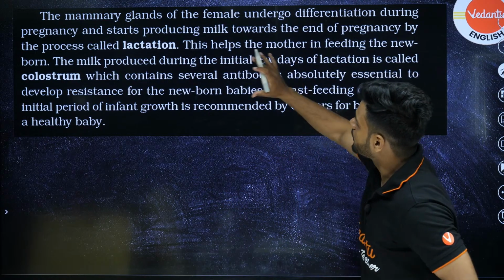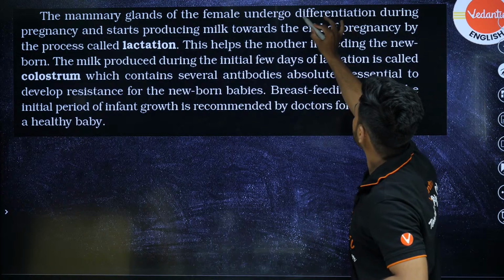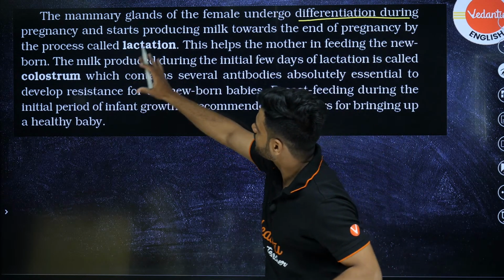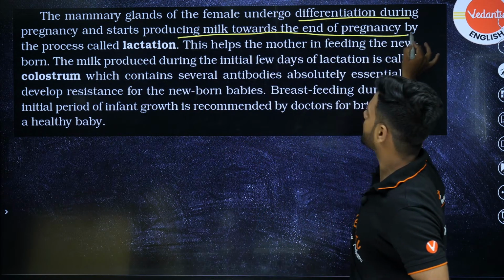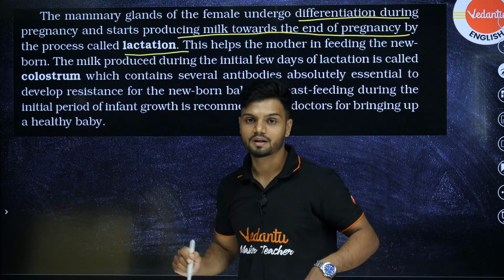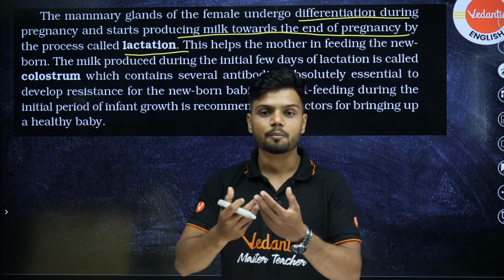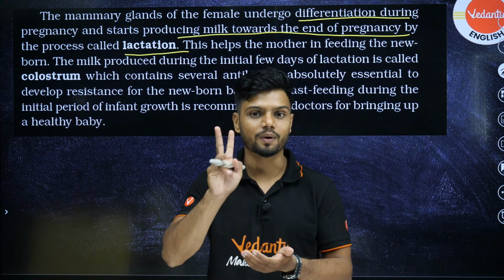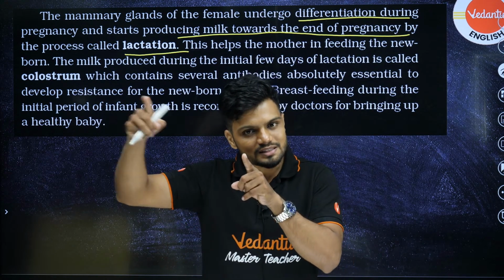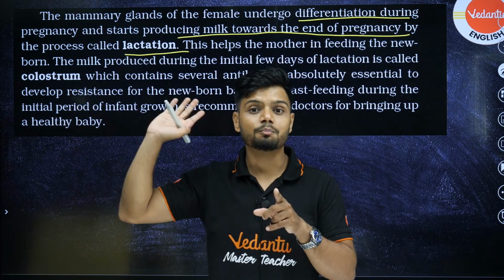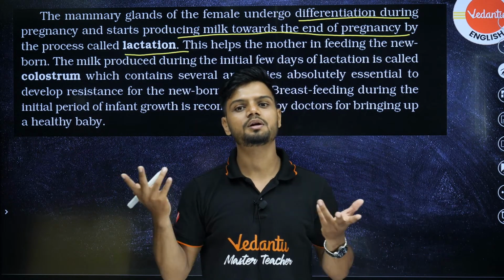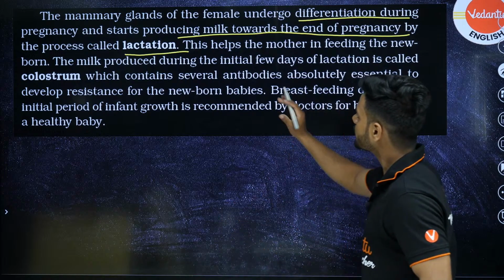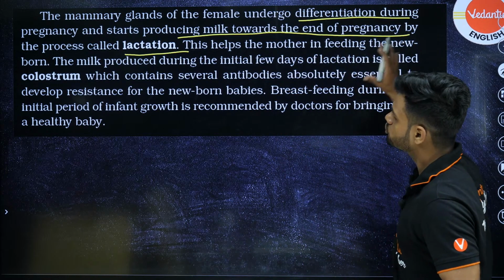The mammary glands of the female undergo differentiation during pregnancy and start producing milk towards the end of pregnancy, called lactation. Lactation is the production of milk. Differentiation of mammary glands happens twice in females: first during puberty, and second during parturition. This helps the mother feed the newborn.